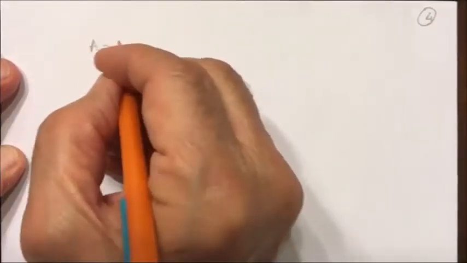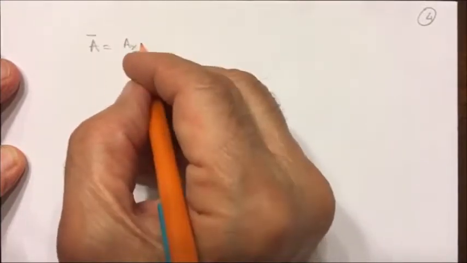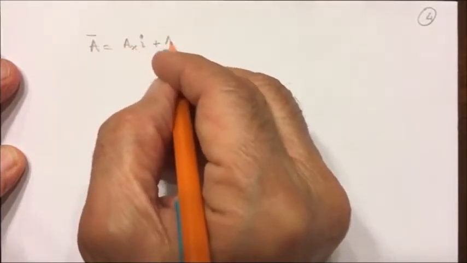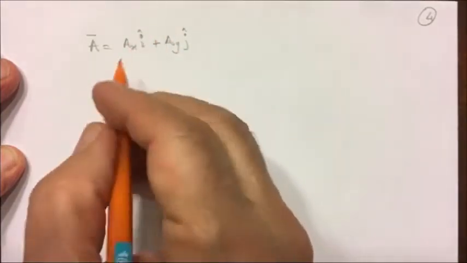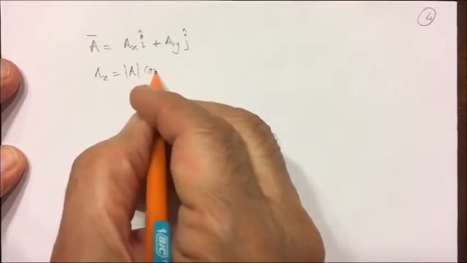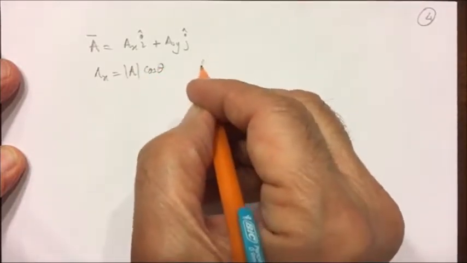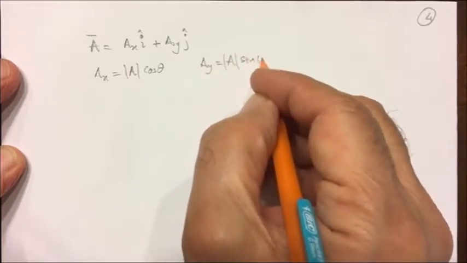Now this is used extensively, and we will usually write our vectors in terms of ax, which is a scalar, times i, plus ay times j. And ax will be the magnitude of a times cos theta, and ay will be the magnitude of a times sine theta.